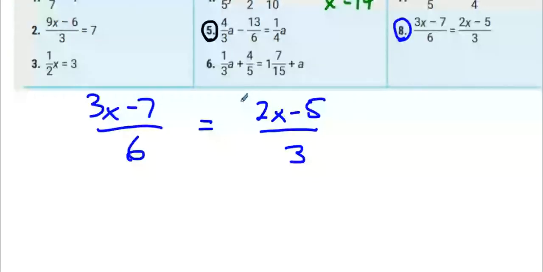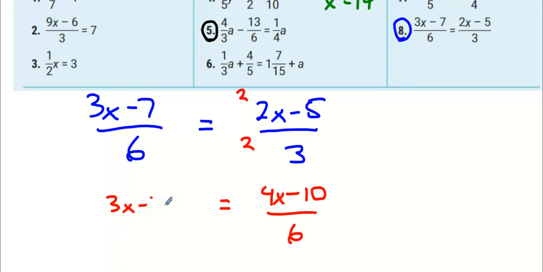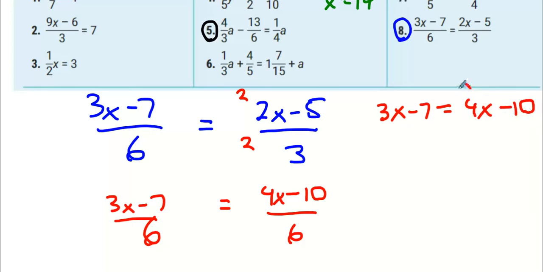So are you at this stage for question 8 where you multiplied it by 2? You got 4x minus 10 over 6, did you? And then you got 3x minus 7 over 6 as well. Now the 6's don't matter anymore because they're the same on both sides. So it's a solved question. What's the goal of a solved question again? X is on one side, other numbers are on the other side.